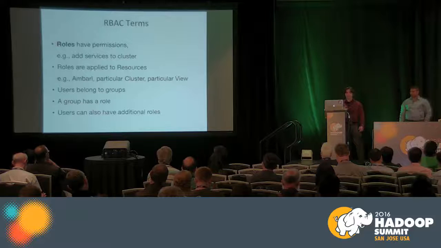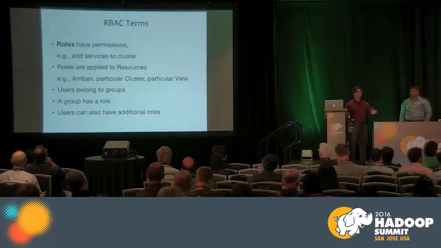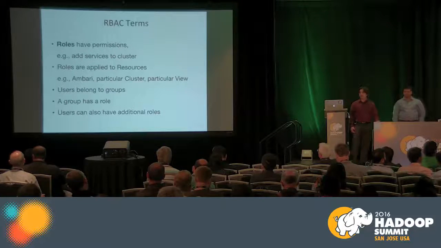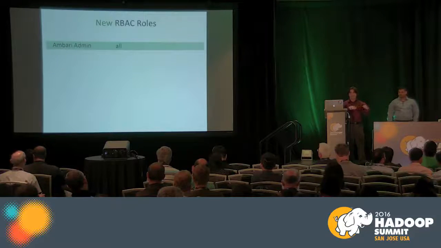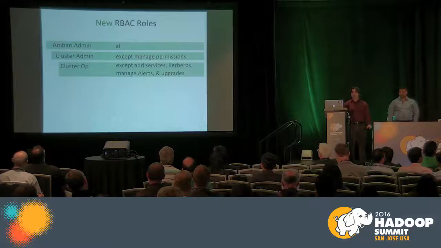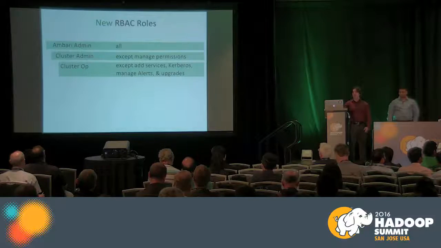And so I briefly want to go over some of the RBAC terms. The way it's implemented today, we now have roles that have permissions, we have users that belong to groups, those groups can also have permissions, and on top of that, users can also have additional privileges. And so the way it's structured is as follows. We have an admin that can do everything, a cluster administrator that can do everything except grant permissions, a cluster operator that's really there for the day-to-day activities, managing alerts, Kerberos, upgrades, etc.